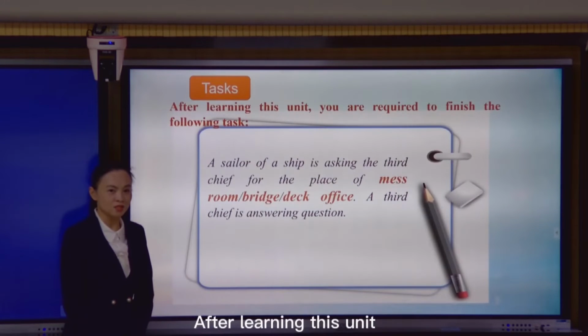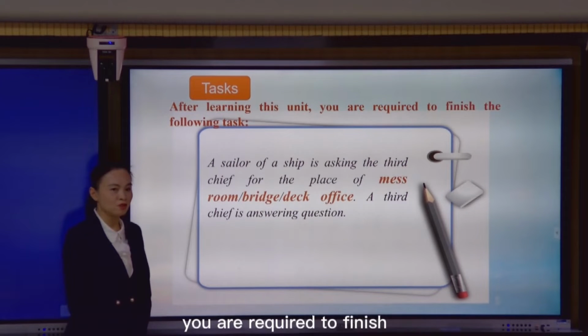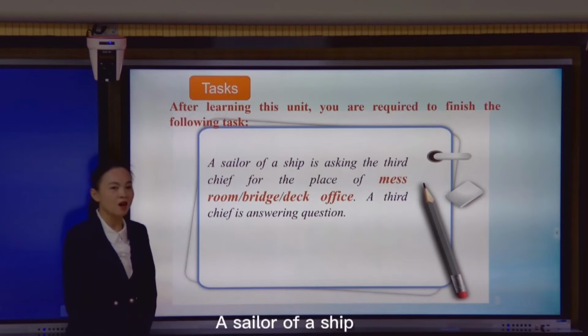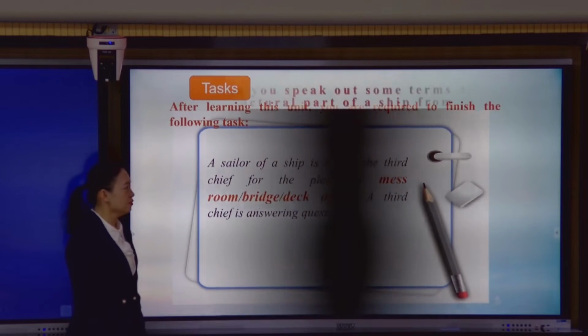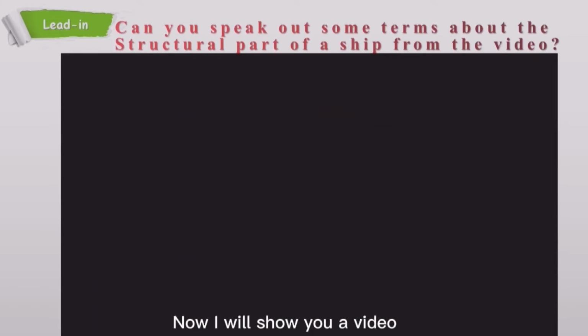After learning this unit, you are required to finish the following text. A sailor of a ship could communicate with the third ship about the places of mast room, bridge, deck, office. Now I will show you a video. There's a question: can you speak out some terms about the structured parts of a ship from the video? Let's see the movie.